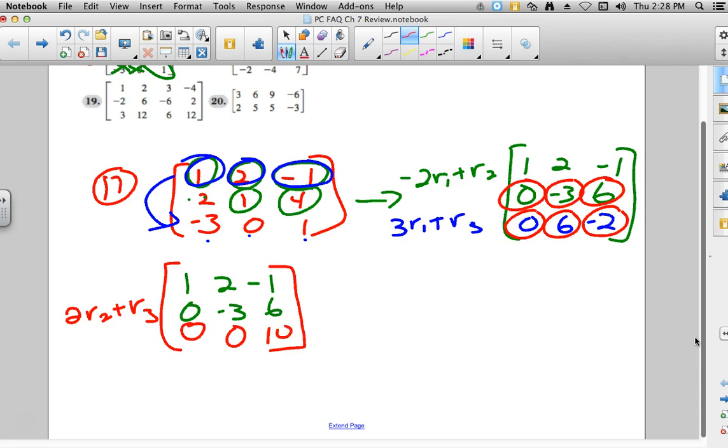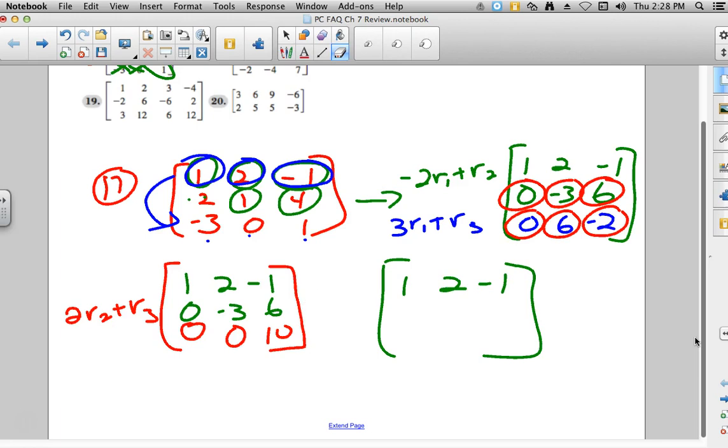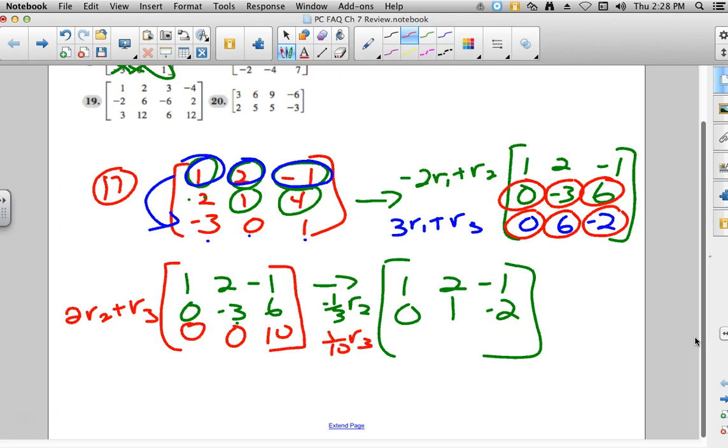Well, 10's not exactly what I was hoping for, but now I can take some scalar multiples of each of these rows and I can get it to what I need. So what I want to do is leave that top row alone, but the second row, I want a 1 where this -3 is. So I'm going to multiply that second row by a -1/3. That will give me 0, 1, and -2. And I'm going to take row 3 times 1/10, because that will turn this into 0, 0, and 1.